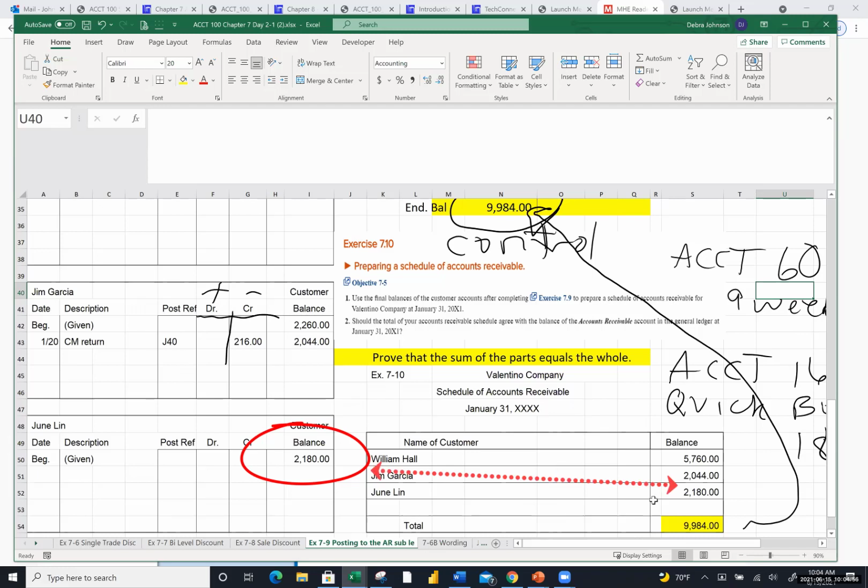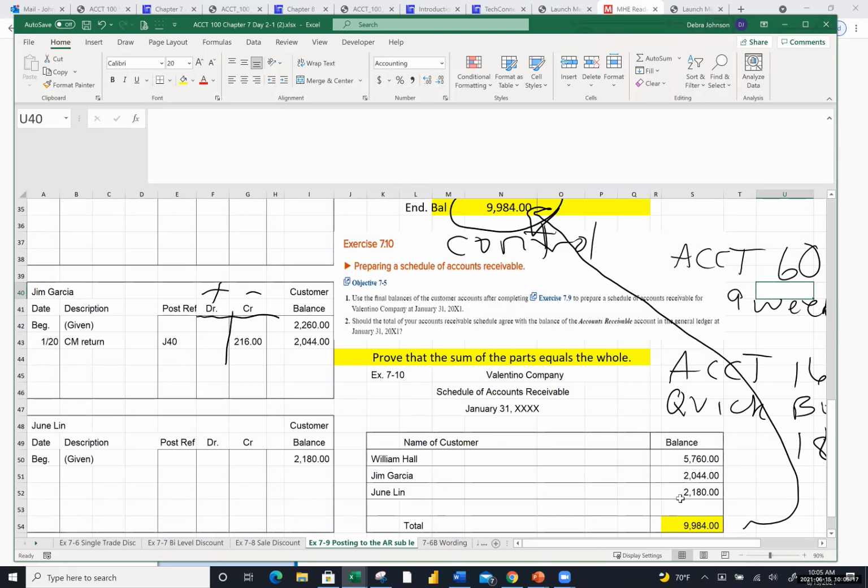So if we didn't include it on the schedule, we would not balance. But you're right, she didn't have any activity during this month, but her balance doesn't go away. It just stays the same. So you would want to carry that balance over. Thank you. You're welcome. Good question. Anybody else?